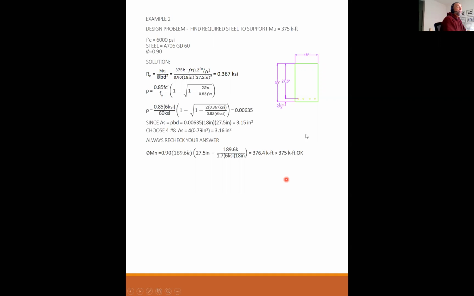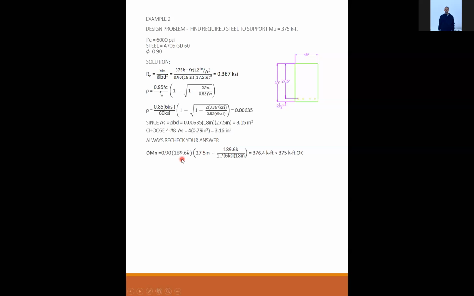And that's why you have to recheck your answer, because there may be something else in here that changed a little bit. For example, what if this area of steel was so large that you couldn't fit it all in one row? Then you have to put it into 2 rows. Well, when you put it into 2 rows, D is measured to the centroid, so D gets a little smaller, and that would fall into here. And so you may have more steel than what rho told you to have, but because you lost a little effectiveness on your D, you might still be falling short. That's why we do this last check.